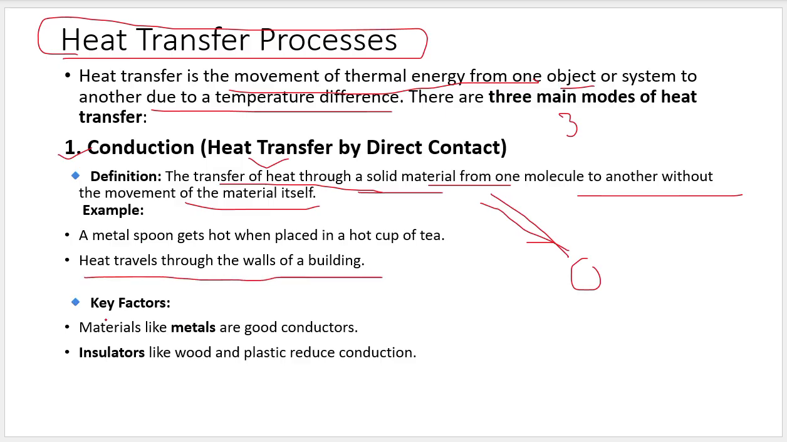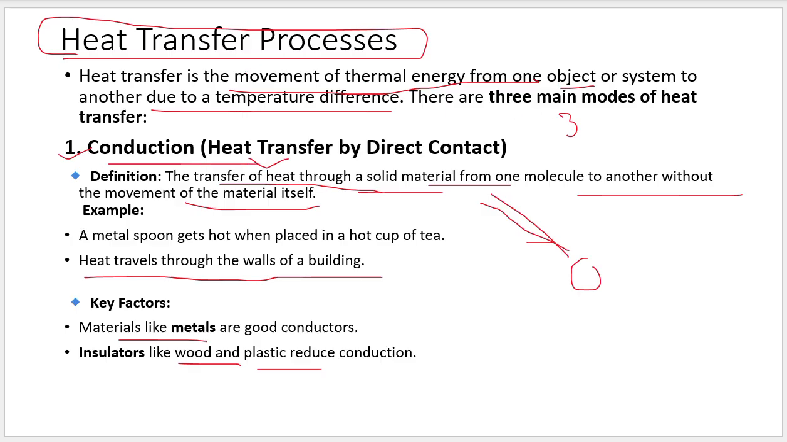A key factor: materials like metal are very good conductors. They heat very fast as compared to others. Wood and plastic are not as good conductors as metal. They will not become hot as quickly as metal. Okay, so this is the first mode of heat transfer process, that is conduction.